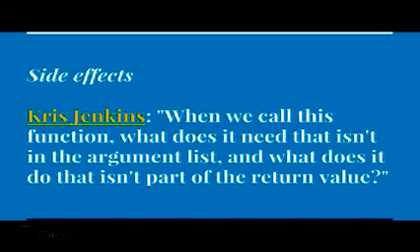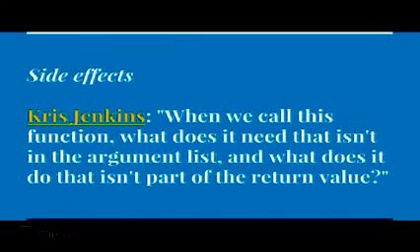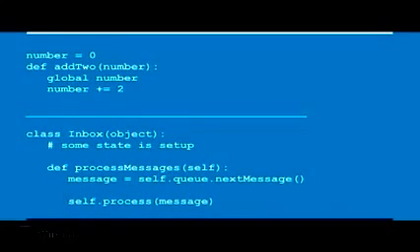So if we were to go back to these two methods, what can we say are the side effects, in the language that Chris Jenkins provides us, when we call this function? What does it need that isn't in the argument list, and what does it do that isn't part of the return value? We saw that in add2, we've got some global variable named number. So this function, while it does take an input, has this side effect of mutating the value of this global variable named number. We could say the side effect of add2 is that it changes the state of this global variable number.